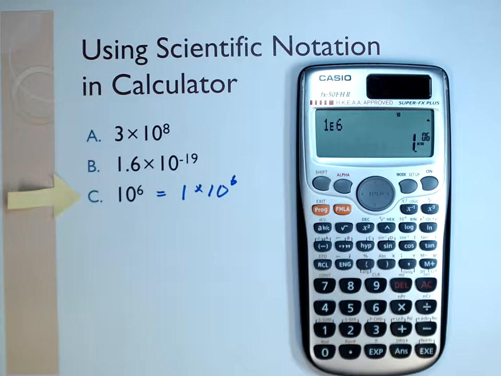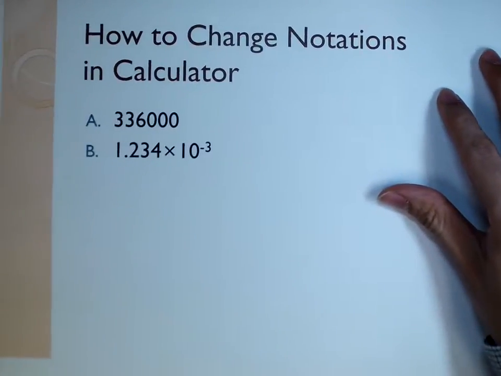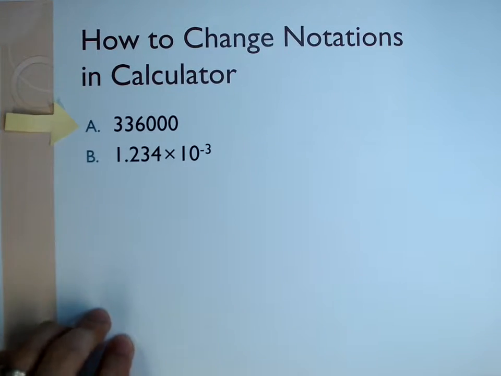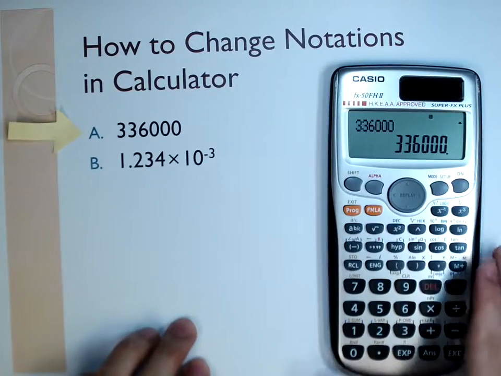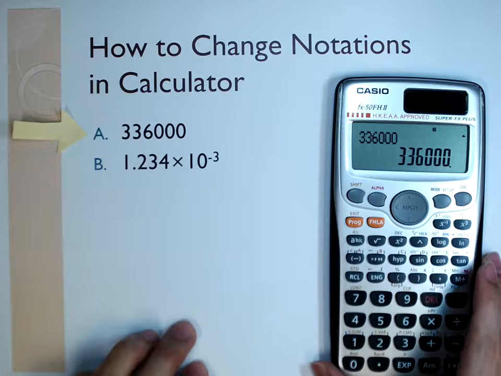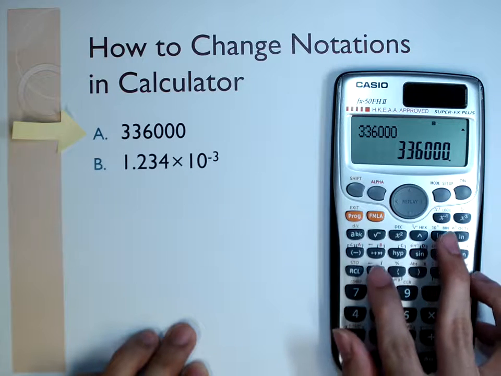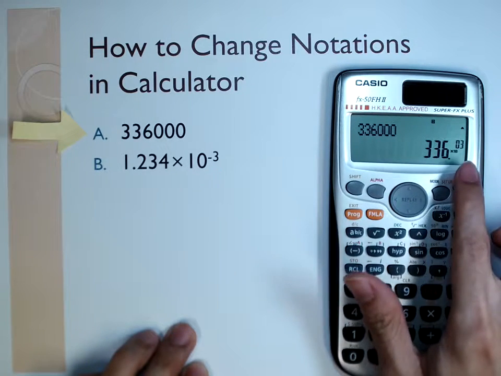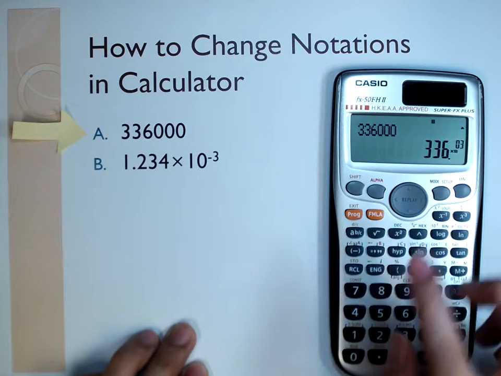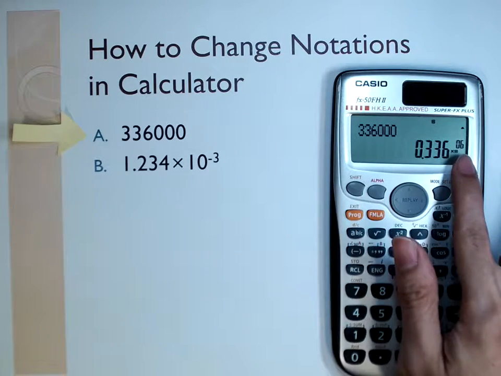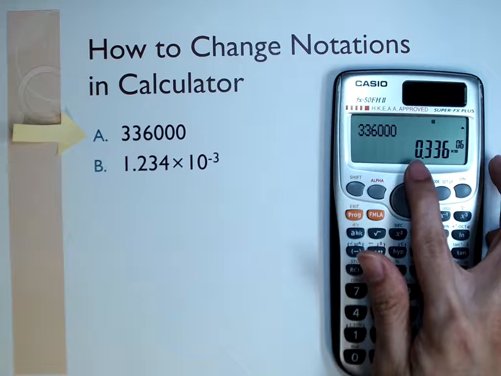So now let's go to the second topic. How to change the notation in the calculator. So for example, we are given this number, 336000, in the calculator. Can we change this to scientific notation? The answer is of course yes. Now this is one of the easiest ways. That's using the ENG button. When you press this button, this will change to engineering notation. However, the engineering notation only has powers of 3 and 6, which is not like scientific notation. We like the first digit to be 1 to 9.